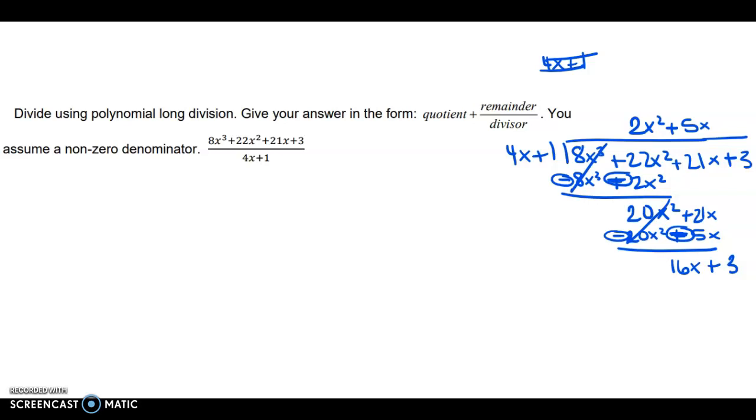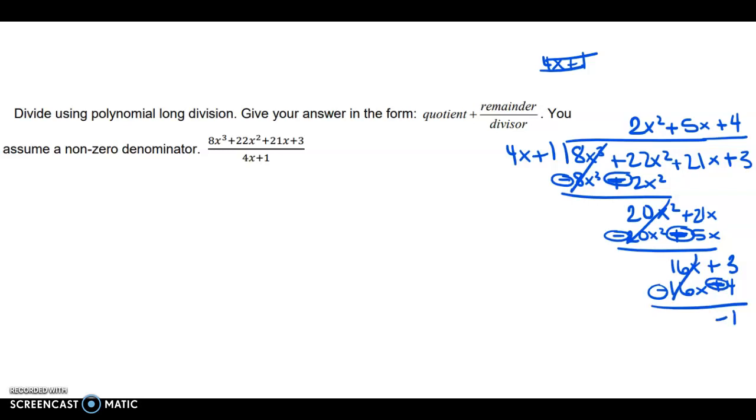Last time, 4x times what will give me 16x? Well, here I'll get a positive 4. 4x times 4 gives me 16x. 4 times 1 gives me 4. Change both signs. So subtract, 16x's cancel. 3 minus 4, I end up with a negative 1.